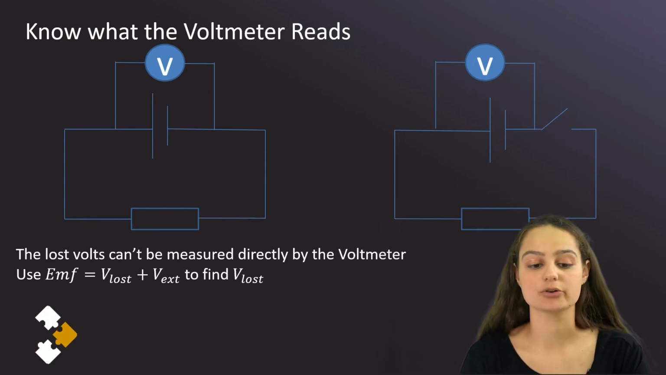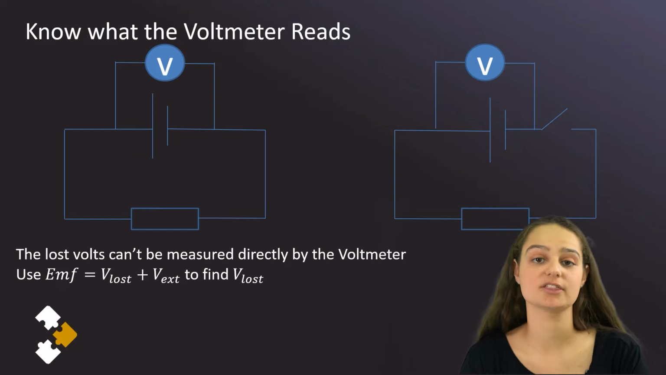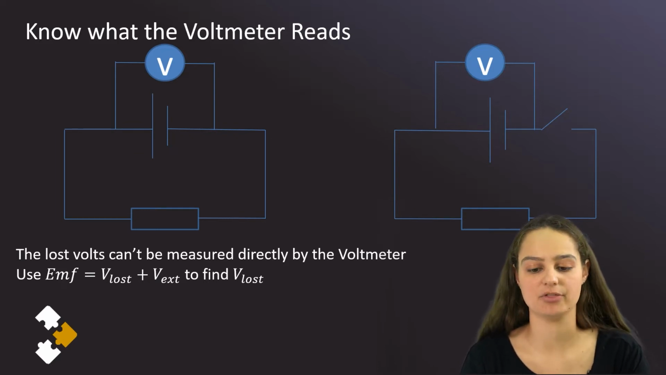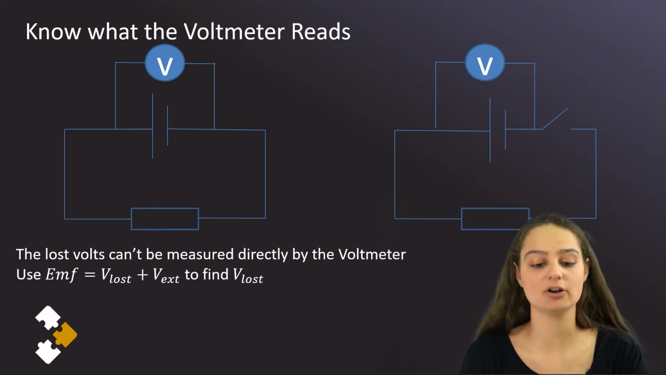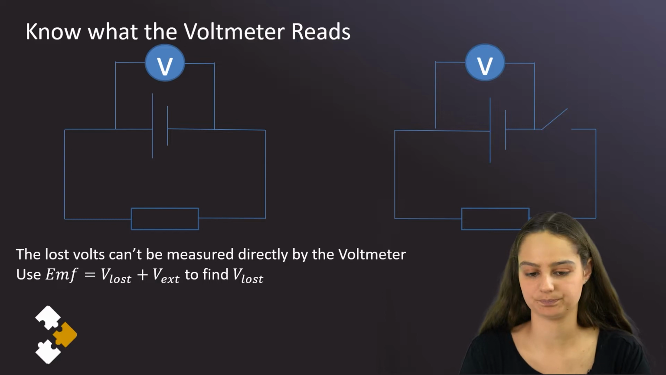Now we need to know what exactly the voltmeter reads. When the switch is closed, like the diagram on the left, this reads V external, whereas when the switch is open, like on the diagram on the right, this reads EMF. So the lost volts cannot be measured directly by a voltmeter, and this is why we use the equation EMF is equal to V lost plus V external.